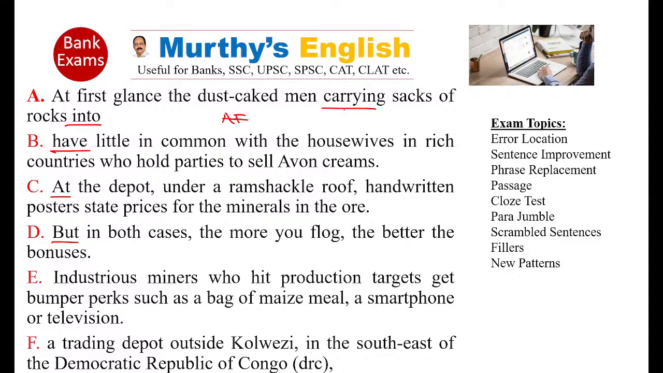At first glance, the dust-caked men, forget about all other things, have little in common with the housewives. These dust-caked men, where is the verb? Have little in common with the housewives in rich countries who hold parties to sell Avon creams. AFB, that is one group. Men have little in common with the housewives, to make it simple and brief. After that, what? But in both cases, we are talking about two cases. One, dust-caked men, the other, housewives in rich countries. But in both cases, the more you flog, the better the bonuses. Flog means beat. The better the bonuses. So obviously D should be the fourth one.